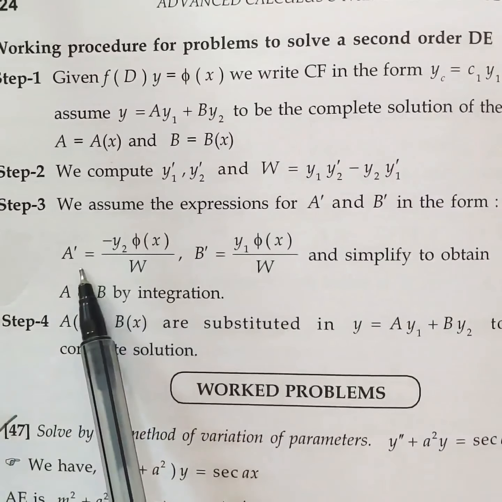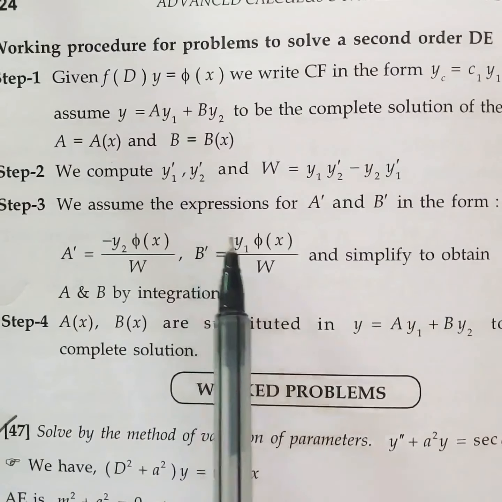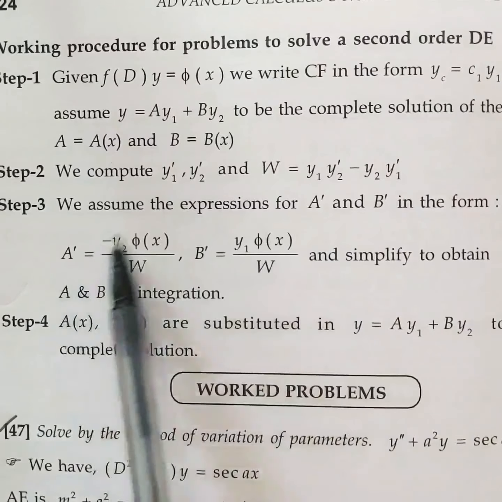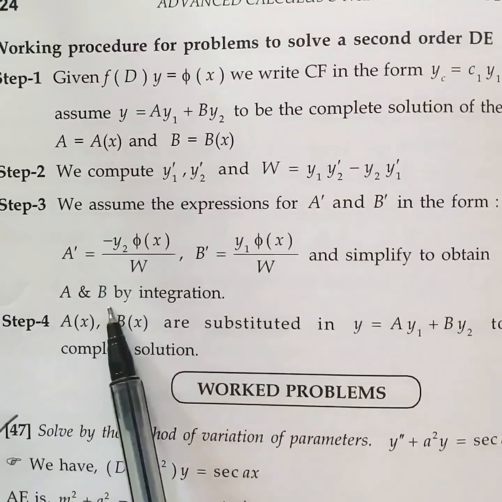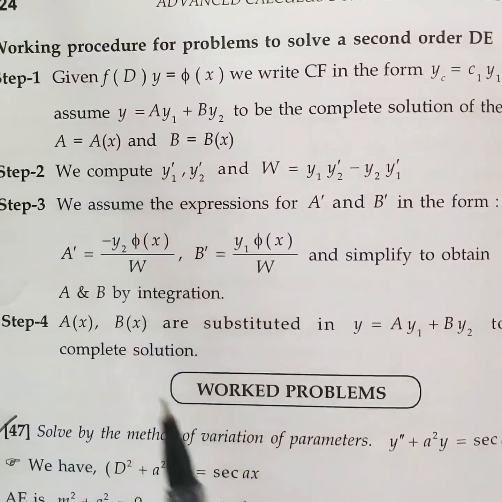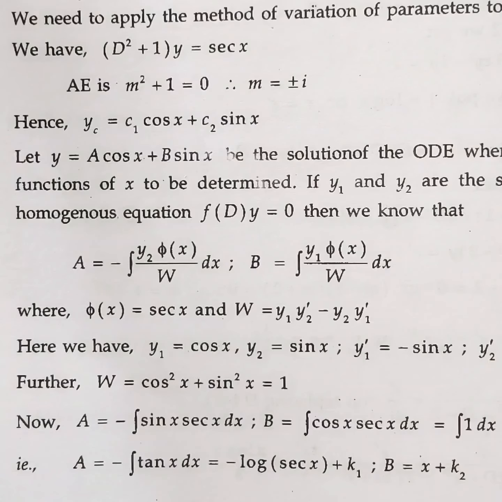And a dash is given by minus y2 phi of x by W, and b dash is given by y1 into phi of x by W. So if we simplify this and integrate, we will get a and b. So this a and b we will substitute in this equation to get the complete solution. So this is the procedure, that is what we are going to use now.